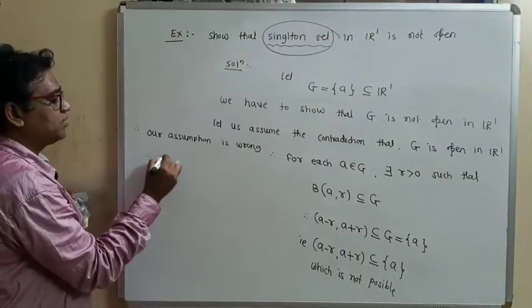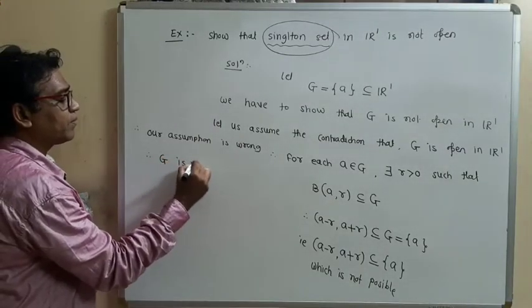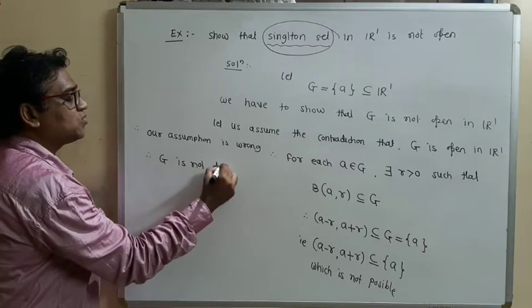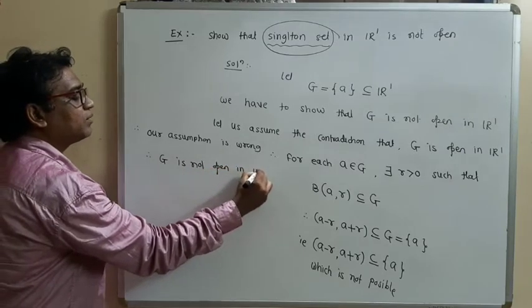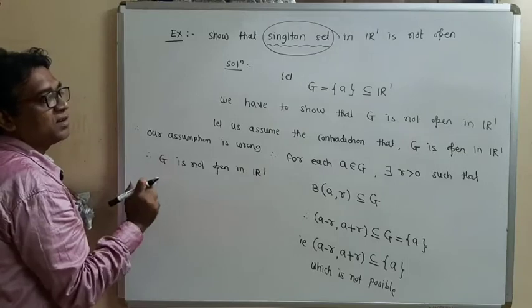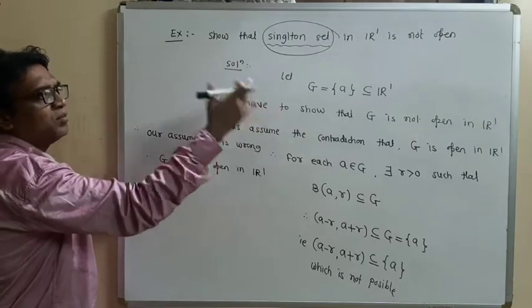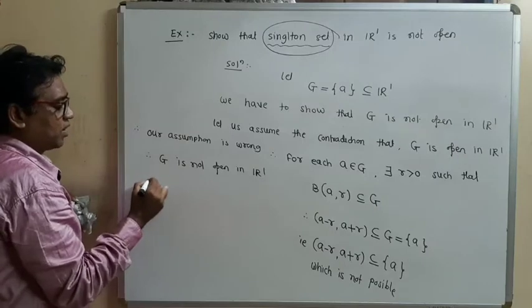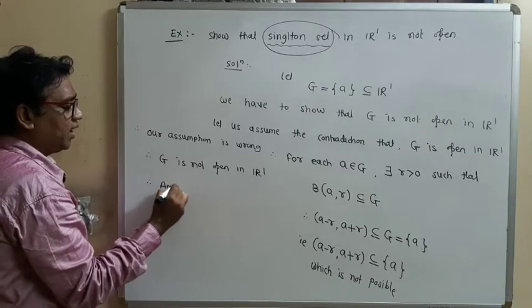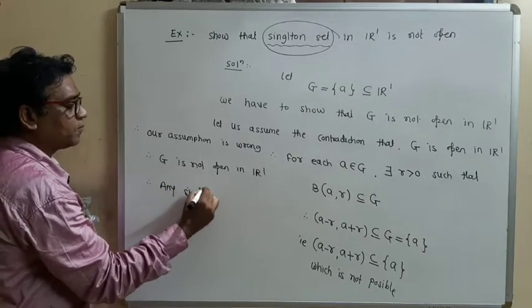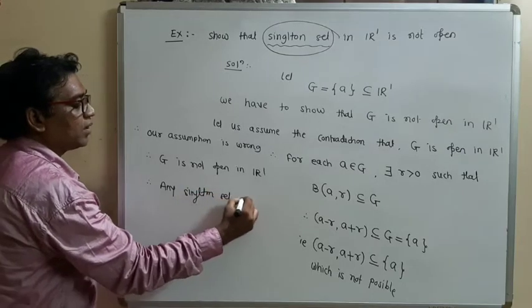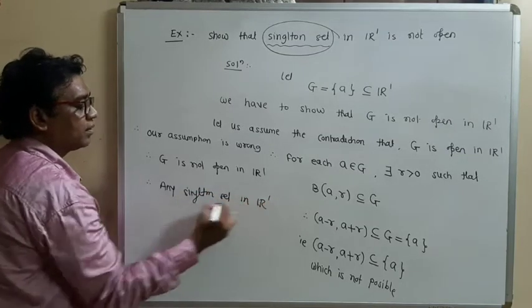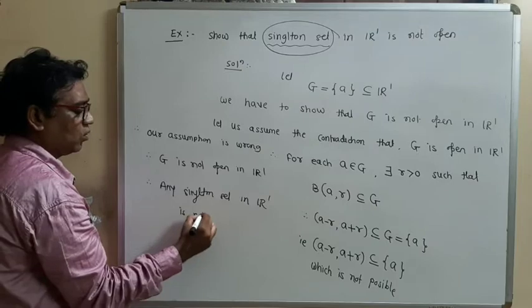So write down the conclusion. Therefore, G is not open in R1. And what is this G? G is a singleton set, which means every singleton set in R1 is not open. Therefore, any singleton set in R1 is not open.